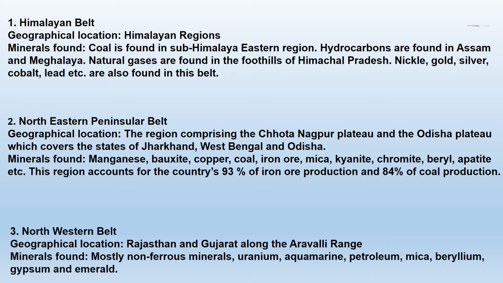Northeastern Peninsular Belt. Geographical location, the region comprising the Chota Nagpur Plateau and the Odisha Plateau, which covers the states of Jharkhand, West Bengal and Odisha. Minerals found are manganese, bauxite, copper, coal, iron ore, mica, kaolin, chromite, beryl, apatite, etc. This region accounts for the country's 93% of iron ore production and 84% of coal production.